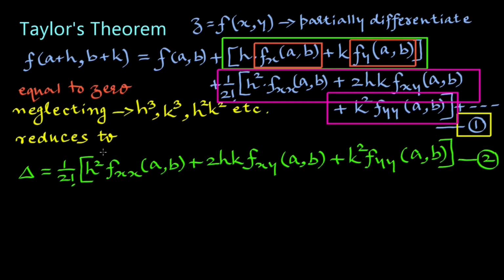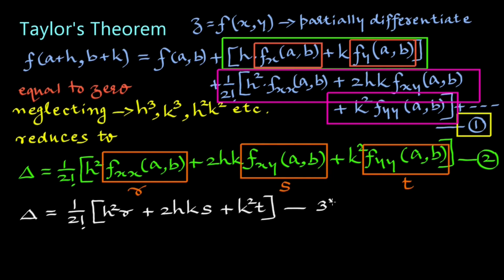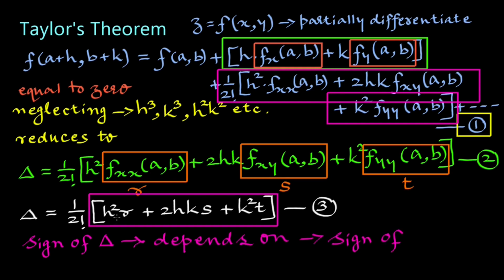Now we will denote this f_xx(a,b) by r, f_yy(a,b) by t, and f_xy(a,b) by s. So delta becomes 1 upon 2 factorial [h square r plus 2hks plus k square t], and we will name this 3. So from 3 we observe that nature of sign of delta depends on the nature of sign of this h square r plus 2hks plus k square t.